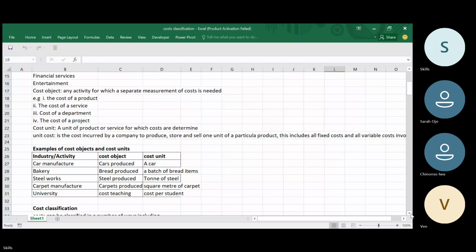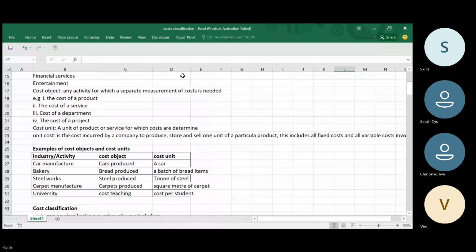Then we have, sorry, carpet manufacturer, a company that manufactures carpets, the cost object is the carpet produced. The carpet that the company produced is the cost object. Then the cost unit is the square meter of carpet. What costs to produce a square meter? So the square meter of carpet is the cost unit.